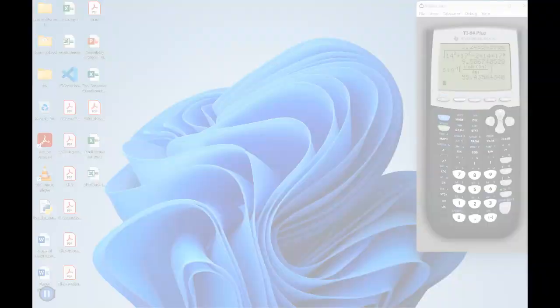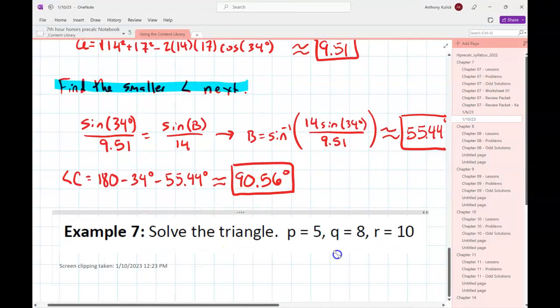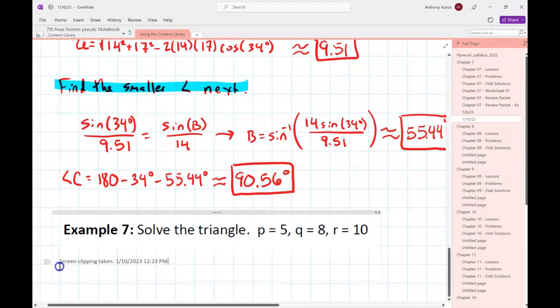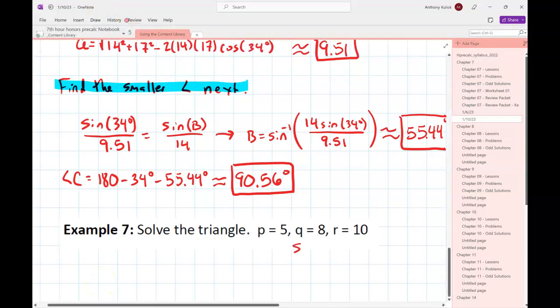We'll do another example. So this is pretty easy to see just from looking at the problem. Which situation is this? Side, side, side. I can tell because none of those things have a degree symbol next to them, so it must be 3 sides.